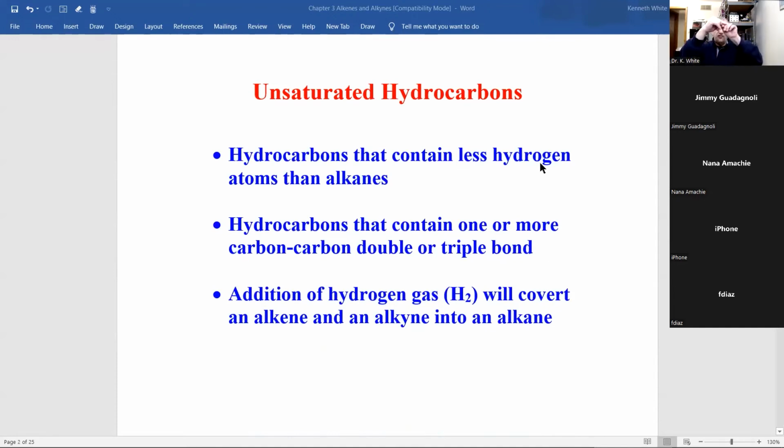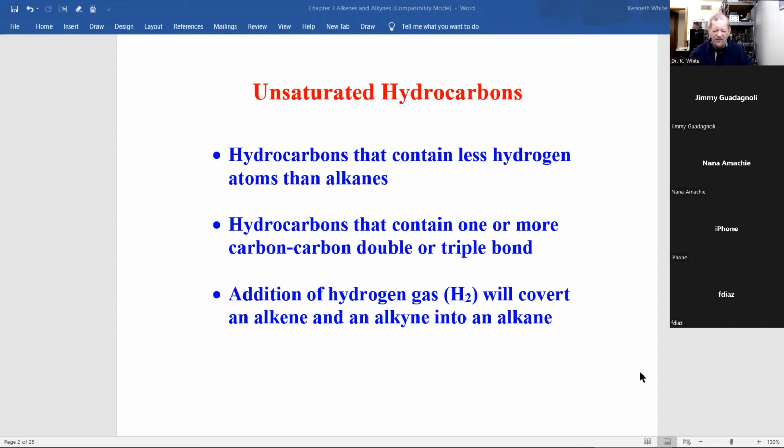Now, just some observation. Hydrocarbons that contain fewer hydrogen atoms than alkanes are called unsaturated hydrocarbons. That means they have either a double bond or a triple bond. Now, why are we calling this unsaturated? Because you can put hydrogen in. I'll teach you in this chapter that if you react hydrogen gas, H2, with an alkene or alkyne, you'll make a carbon-carbon single bond, an alkane. In other words, it's unsaturated because you can put in more hydrogens.